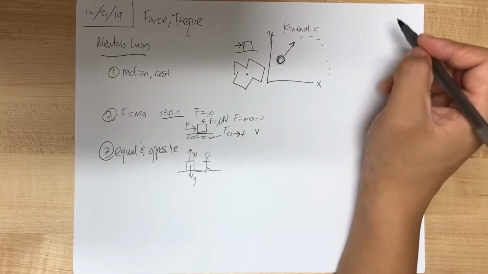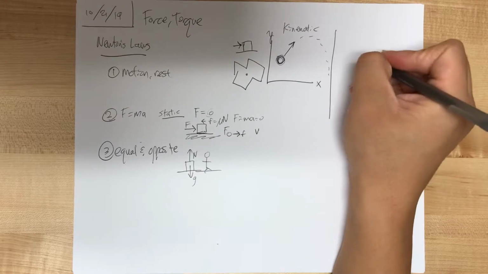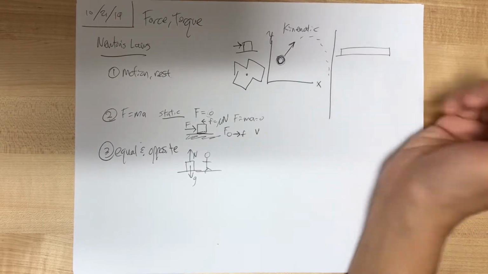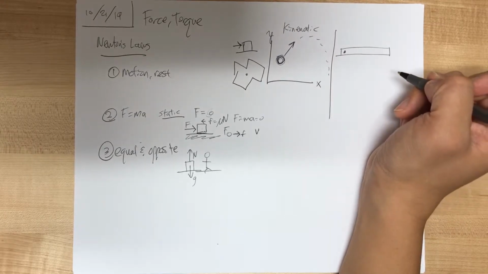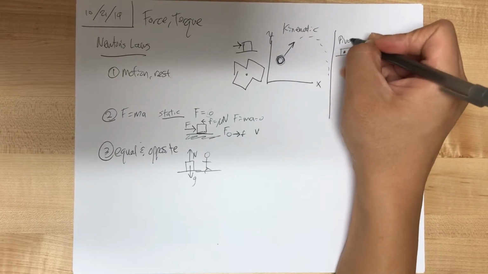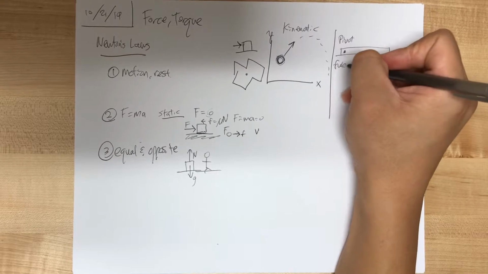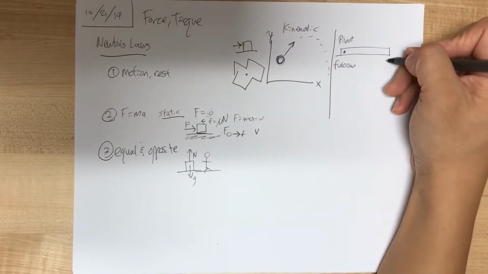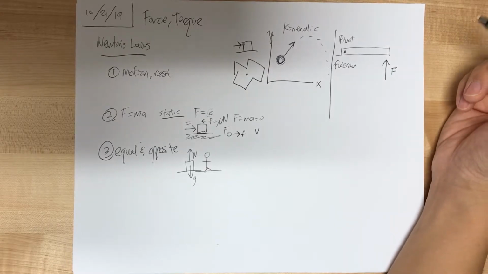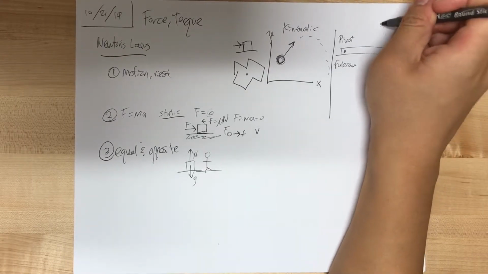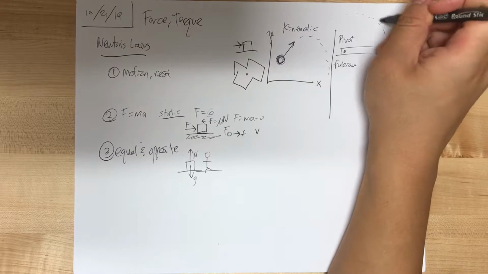But usually things will rotate. So let's just think about a ruler. If you fix the ruler on one end, we would call that a pivot. Sometimes we call it a fulcrum. All right? If you apply a force this way, what do you know will happen? You know that it's going to rotate, and it's going to rotate this way.